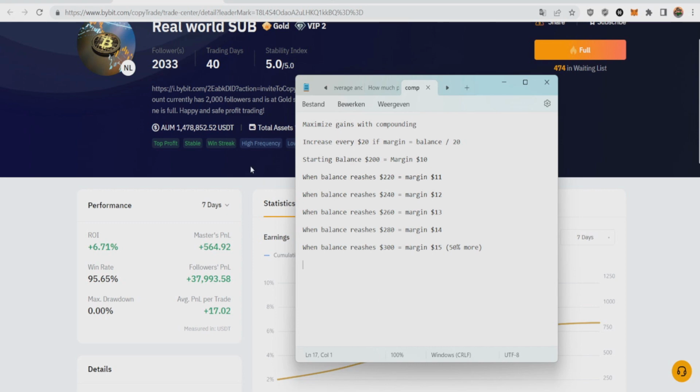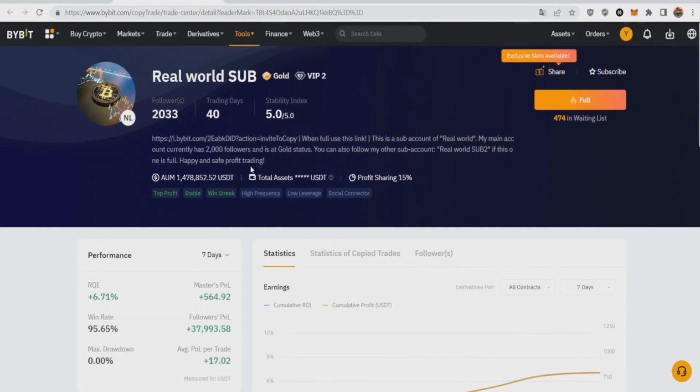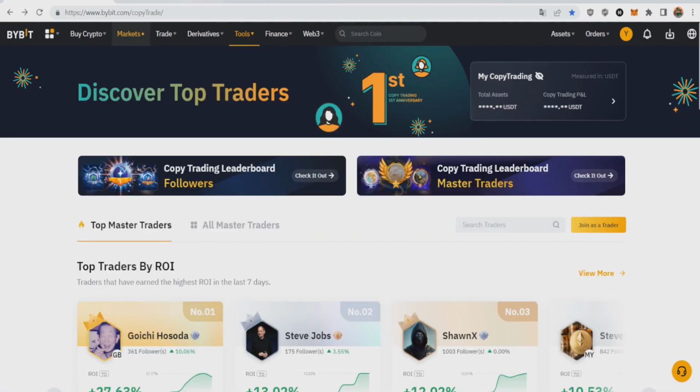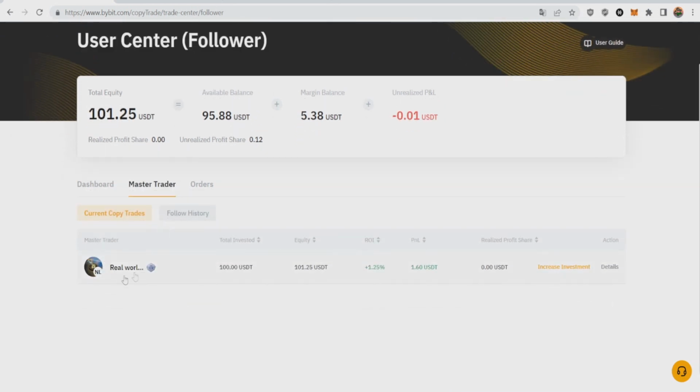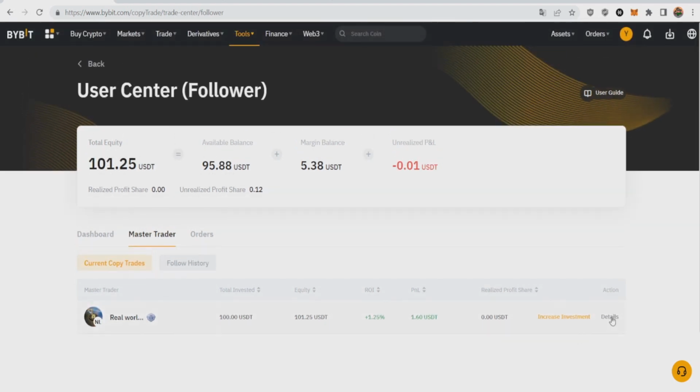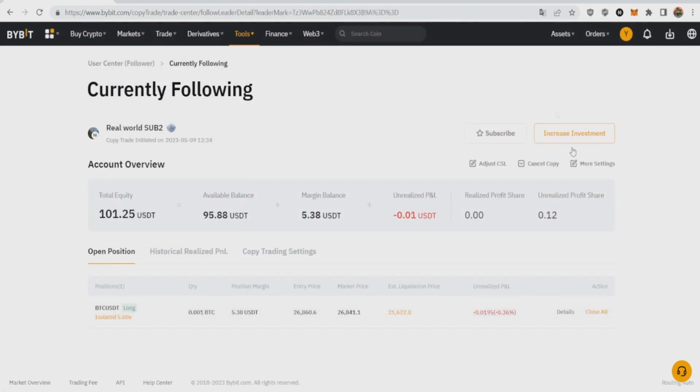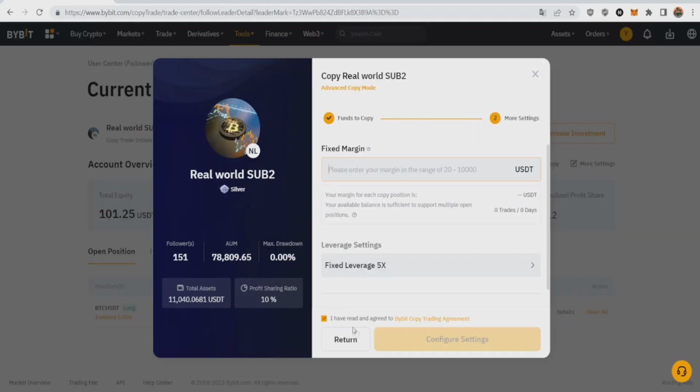So the next question you guys might be asking is, how do I actually adjust my settings after I followed a master trader to set up higher margin? So from the Bybit copy trading homepage, you just click on your copy trading account, which will appear after you follow the trader. Then all you gotta do from here is go through your master traders. Then you have this master trader which we just followed. You click on details, so you get this screen. Then you click on more settings and copy trading settings. Just click on it. And as you can see, we're back at the settings we were before, and you can just put up your margin higher like you wanted because you're compounding.